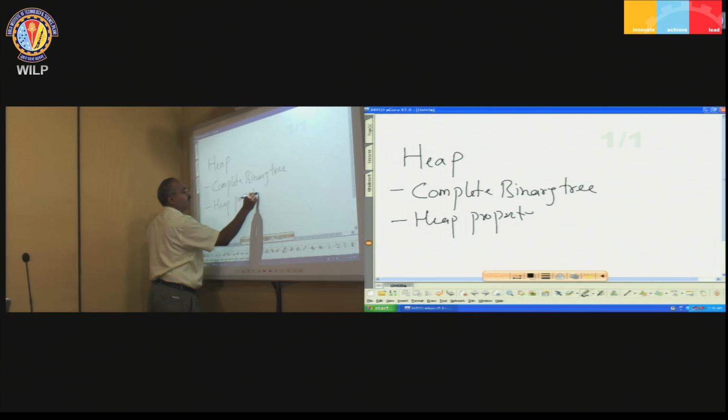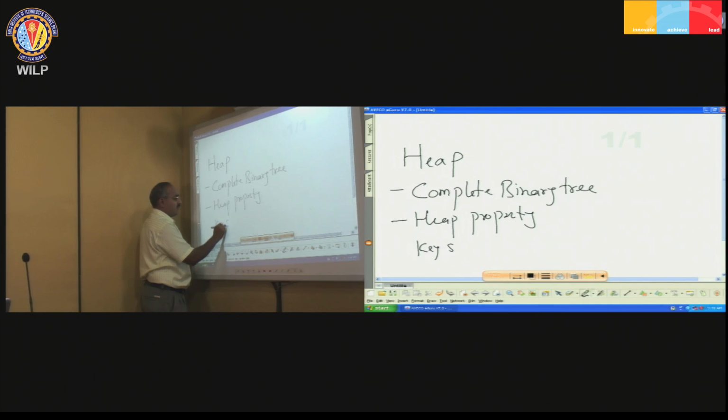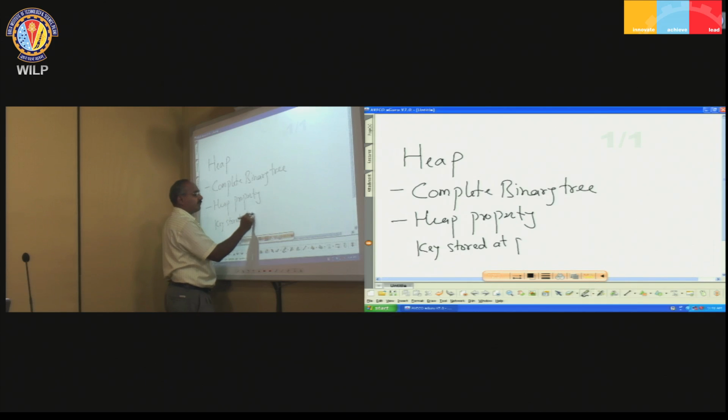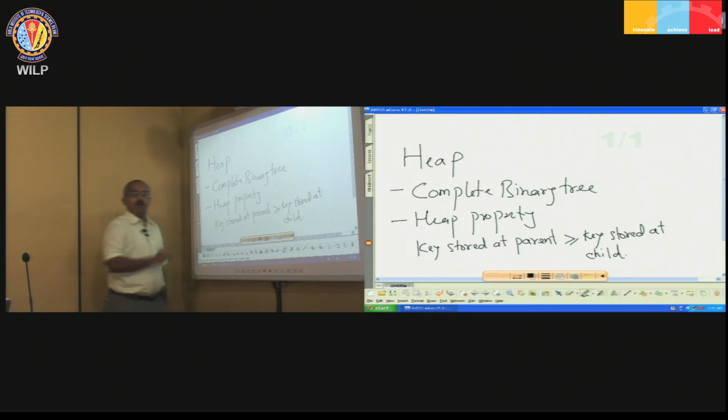The heap property says that if I look at the ith node, the key stored at the parent node is always bigger than or equal to the key stored at the child node. That is the heap property.